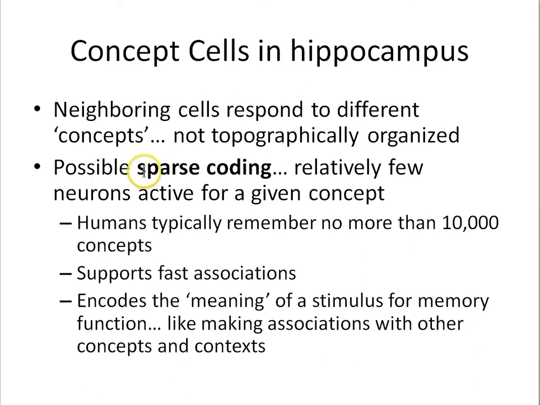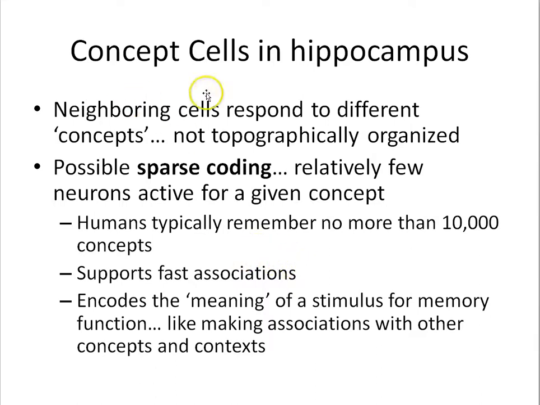These researchers also suspect that we do here have a case of sparse coding, that relatively few neurons are active for a given concept. And I think this is possible because typically humans don't remember many more than around 10,000 concepts. So that puts an upper limit on the number of cells you would need to code for distinct concepts. But more than that, some of the theoretical modeling suggests that sparse coding has some advantages for making fast associations between newly learned stimuli.